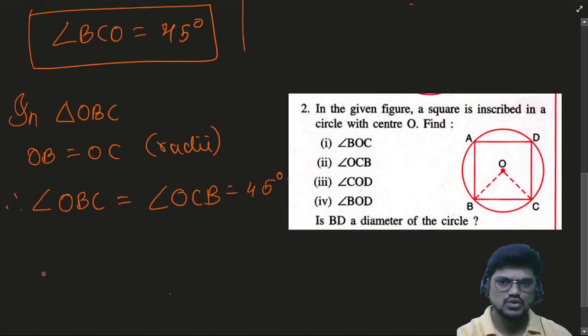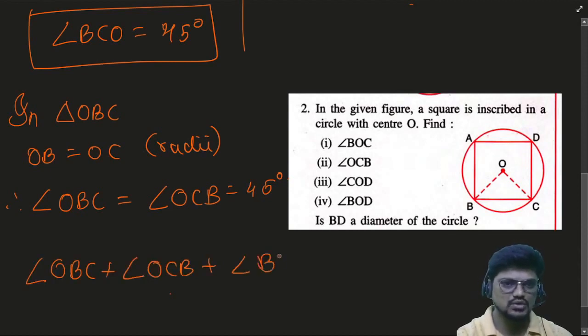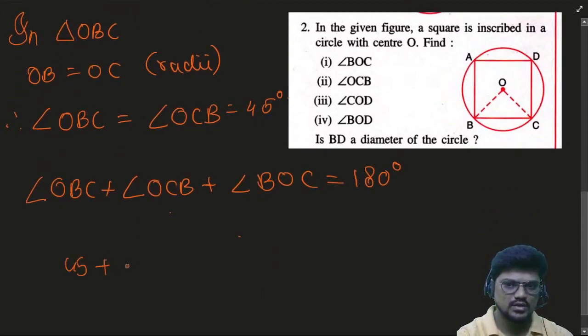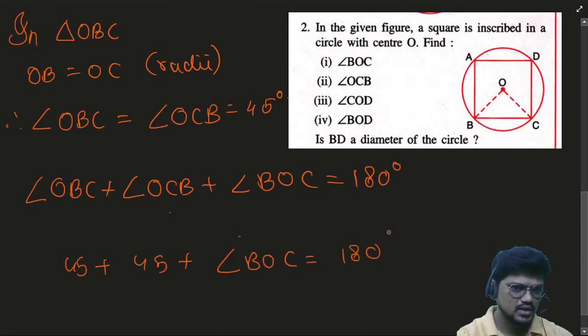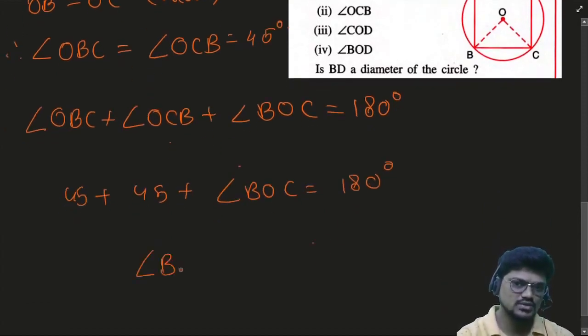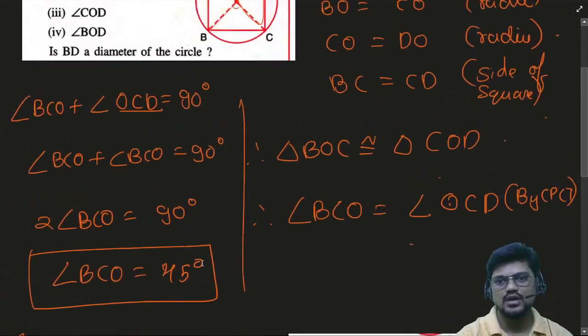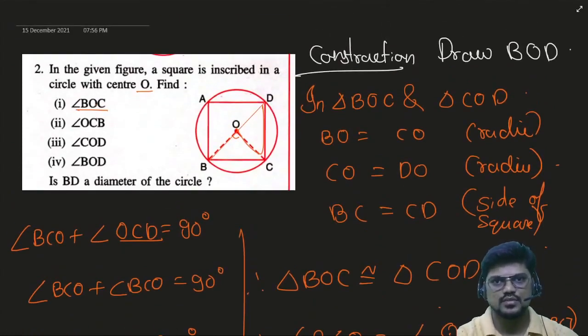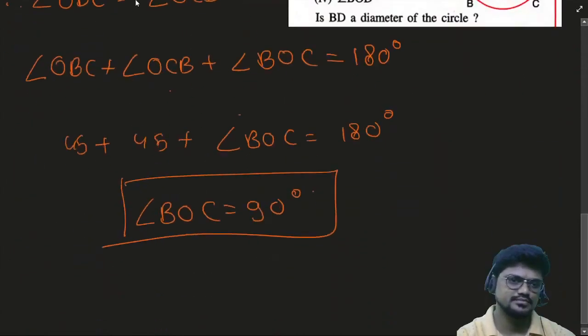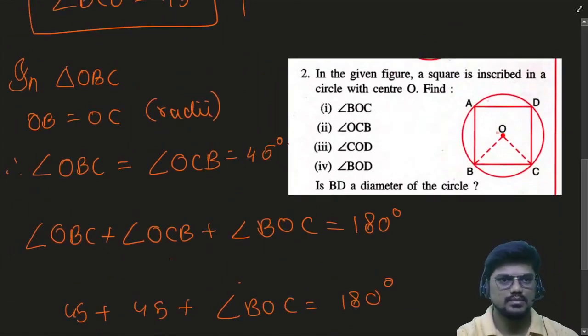Yeah, so angle OBC plus angle OCB plus angle BOC equals 180 degree. So 45 plus 45 plus angle BOC will be equal to 180 degree, and then I can say angle BOC is equal to 90 degree. Got it? Yeah, this you can say. Now, what you need? So this is done. Angle BOC is 90 degree.